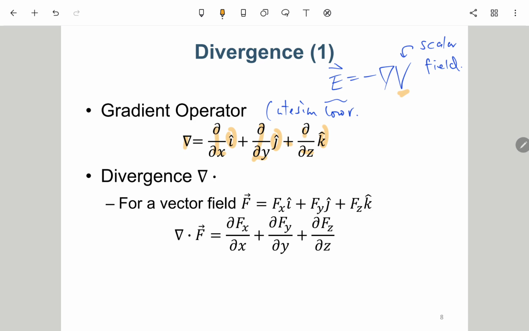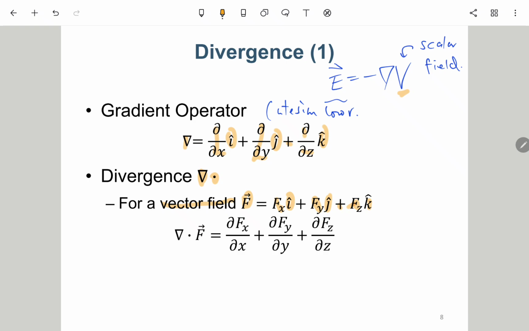So you need to operate on a scalar field behind it. Here we also have the divergence and the curl. First we talk about the divergence, which is like the gradient with a dot product. You can understand it like this. Let's say we have a general vector field F, which can be written as F sub x i hat plus F sub y j hat plus F sub z k hat.